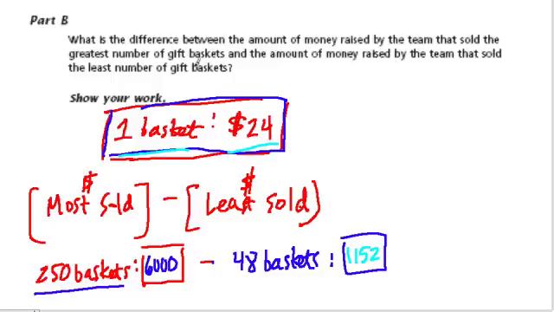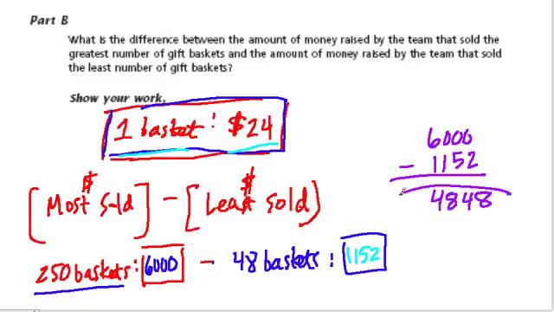So all we have to do now is subtract 6,000 minus 1,152. And that will tell us, not only who made more, but how much more. What's the difference here? And I'm getting 4,848, and that would be the answer. The team that sold the most made $4,848 more than the team that sold the least.